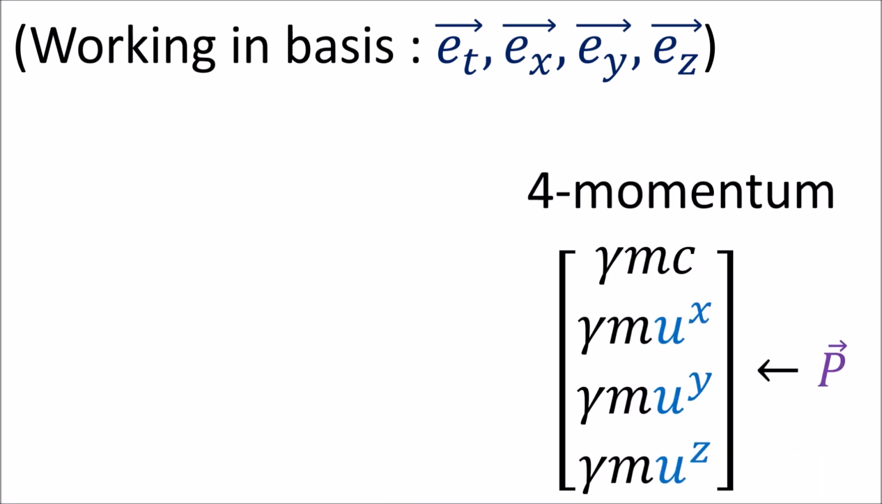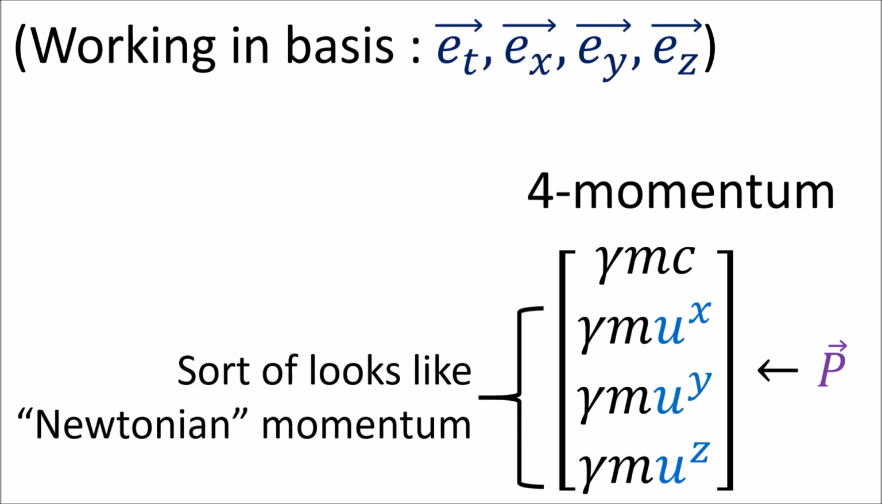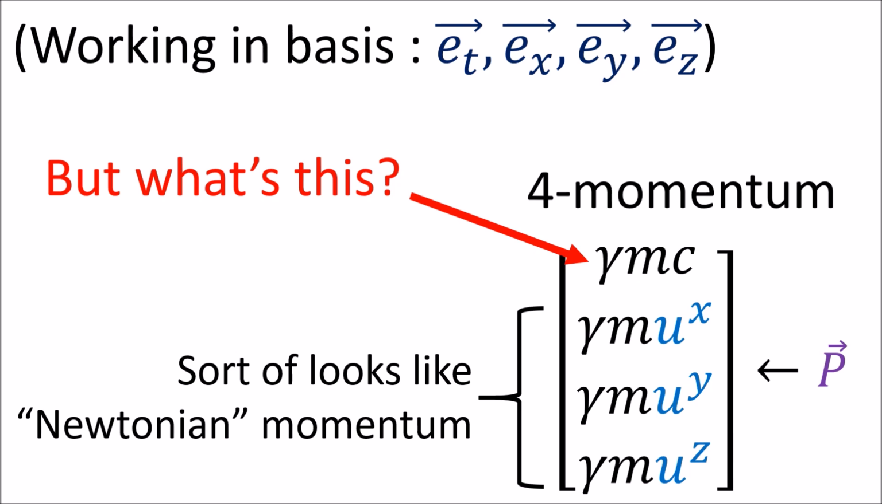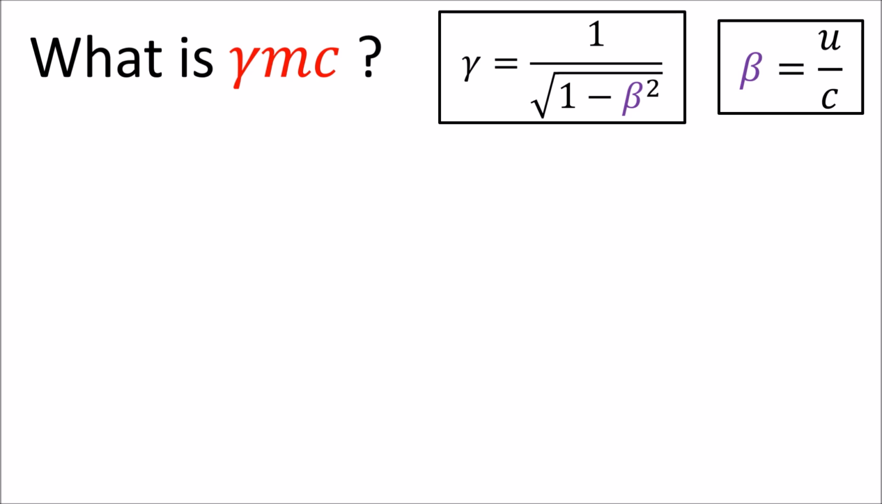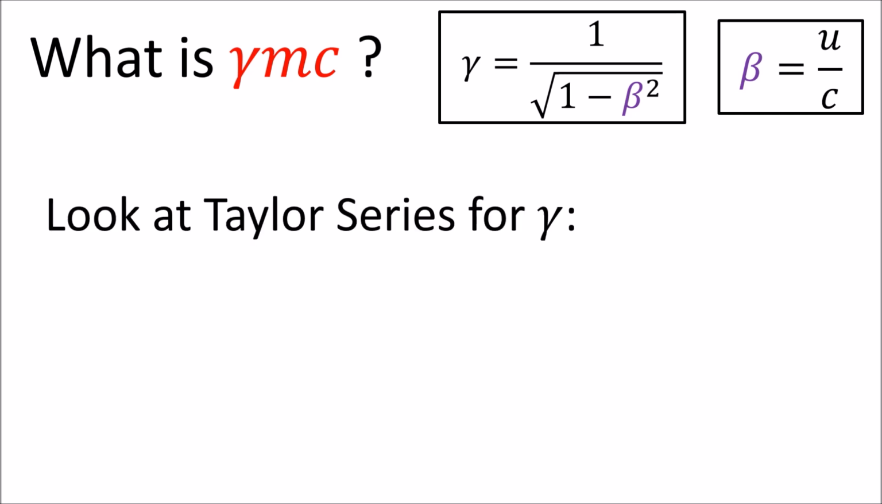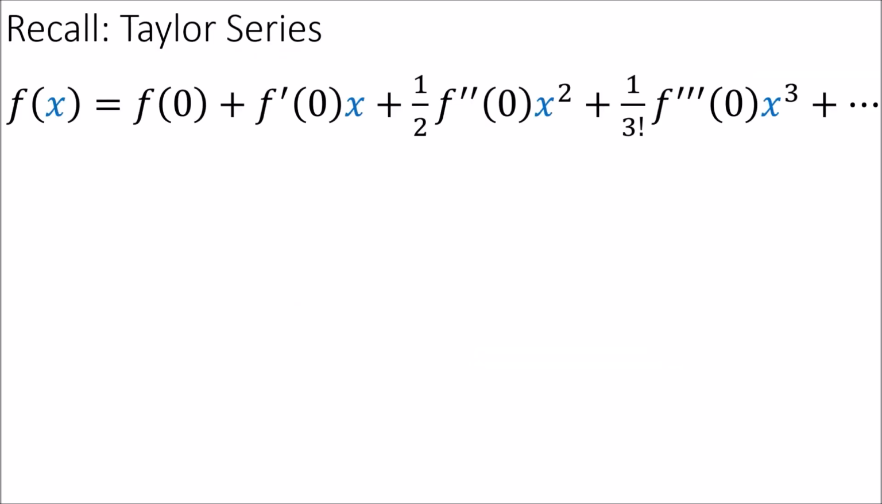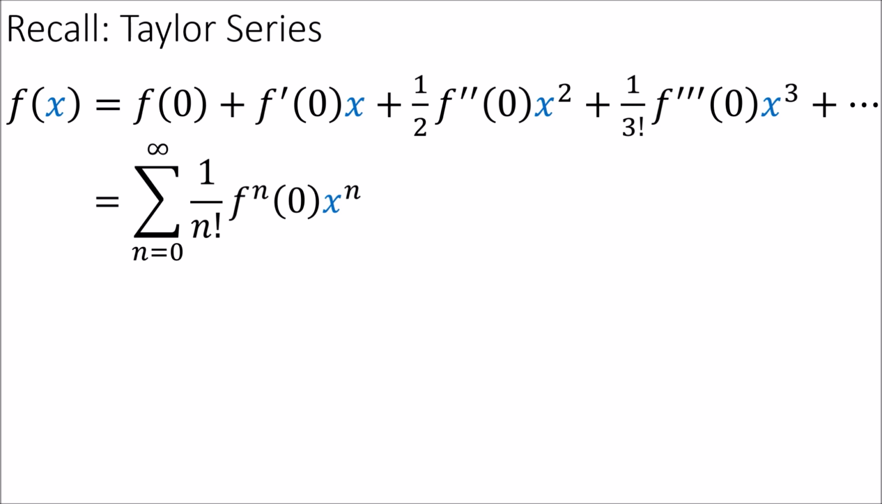So looking again at the 4-momentum components, the spatial components of the 4-momentum look pretty familiar. They are just the Newtonian momentum, mass times velocity, but multiplied by the gamma factor. However, the time component of the 4-momentum, gamma times mass times the speed of light, looks more mysterious. To understand what gamma times m times c is, we're going to have to expand gamma as a Taylor series in terms of beta. Recall that the Taylor series of a function, f of x, is an infinitely long polynomial in x that approximates f of x.